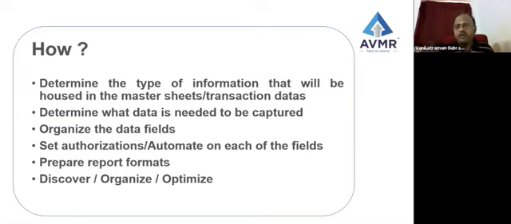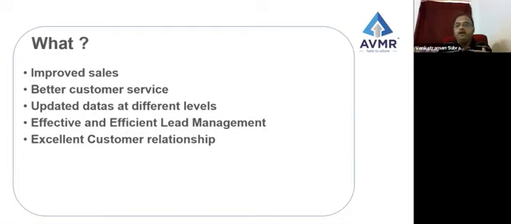They write it in a small notebook, or use some software, Excel. Even in Excel, you have to keep it in an organized way. These are the steps, and this is a little technical. As I told you, the previous information was the process, and this is the system for how to do all these things. And what is the outcome of it? You have improved sales, best customer service, and you have updated data at different levels.